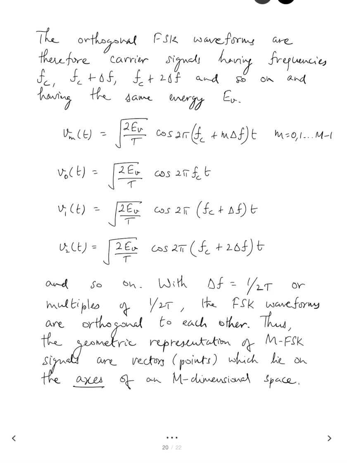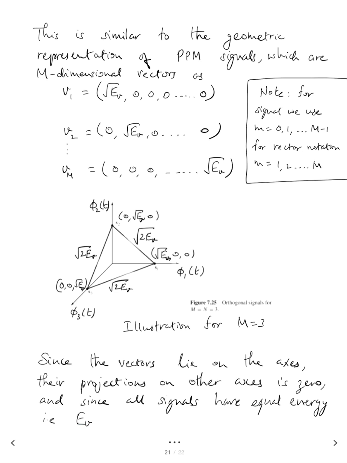And since they are orthogonal, it means they all lie on some basis function on the axis. So their geometric representation is going to be very similar to the geometric representation that we saw for the PPM signals. The only difference now is that in the case of PPM signals, they were baseband signals. So the distance from the origin on the axis was root E, the baseband energy. Now we have the bandpass energy, which is root E_b. Everything else remains the same.